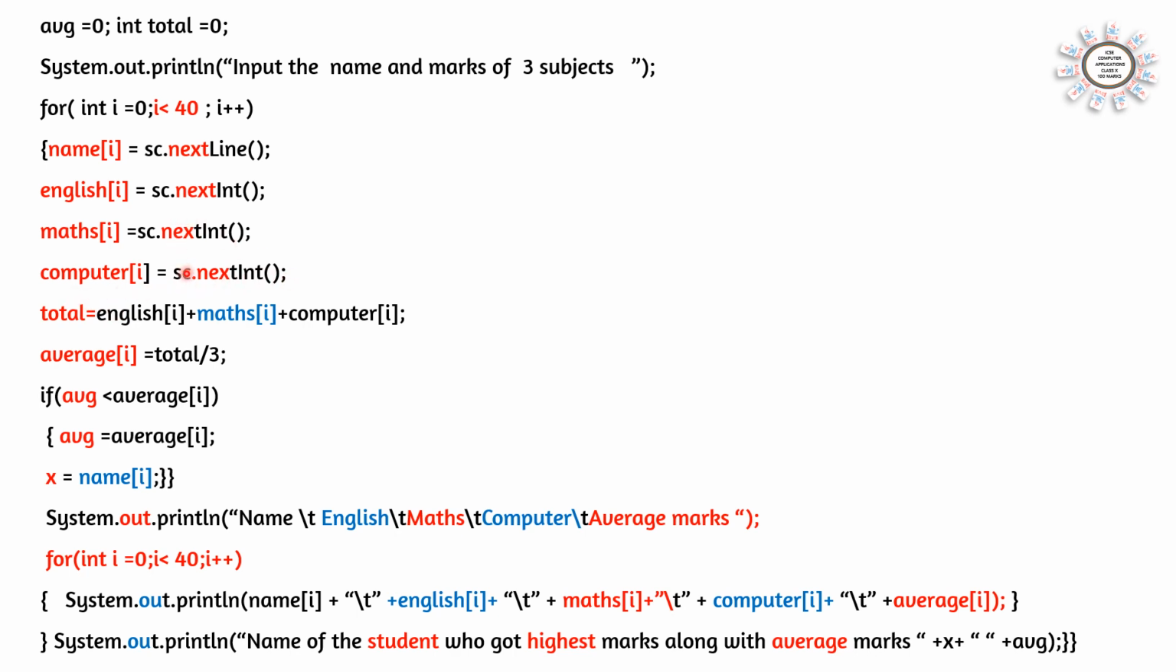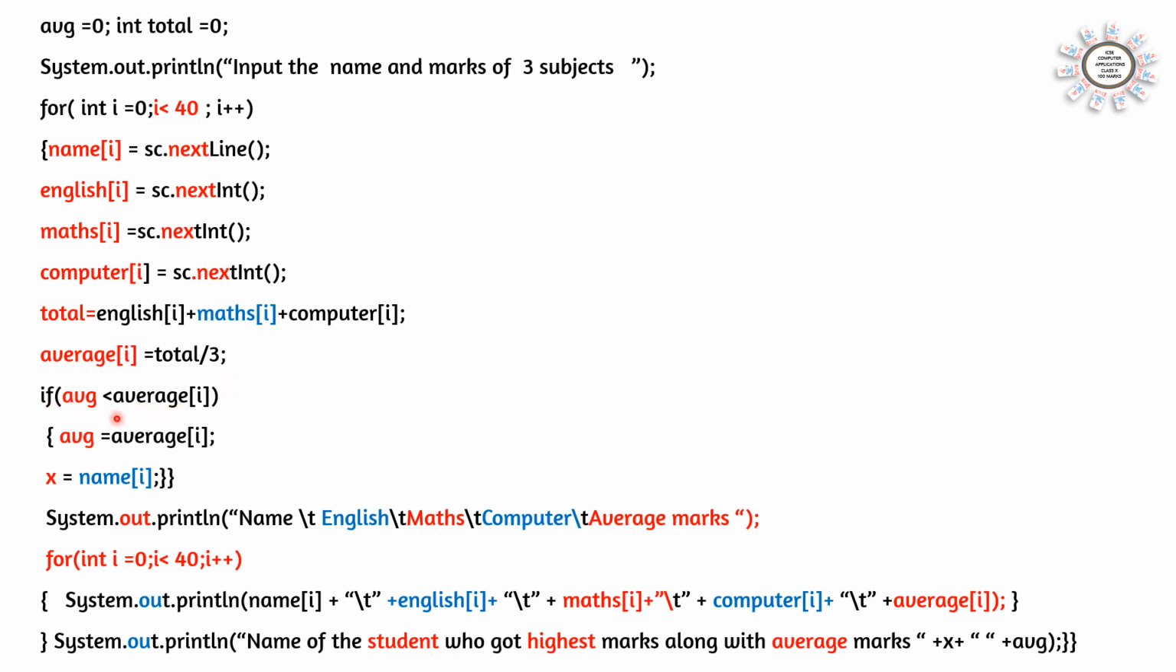Accept the marks of 3 subjects for each student, and now find the total of that particular student. Total is equal to English[i] + maths[i] + computer[i], and then average[i] is equal to, that means average[0], average[1], total by 3. We got the total mark. And after that, do the checking.